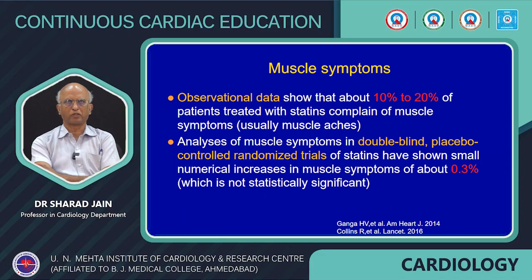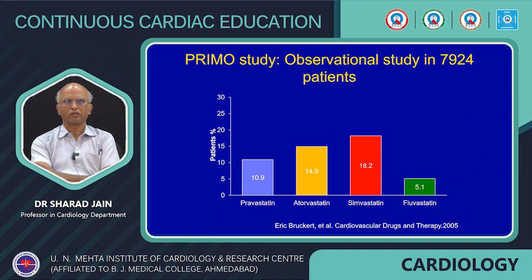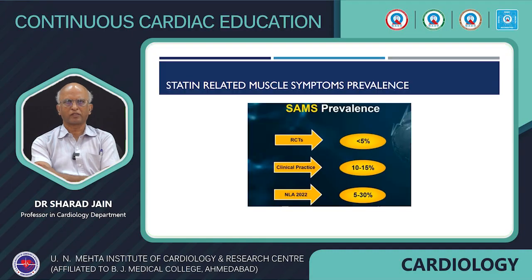Now coming to the muscle symptoms, various observational data show that about 10 to 20% of the patients treated with statin complain of muscle symptoms, usually muscle aches. Analysis of muscle symptoms in double-blind placebo-controlled randomized trials of statins has shown a small numerical increase in muscle symptoms by about 0.3% only, which is not statistically significant. In the PRIMO study, an observational study in around 8,000 patients, various muscle symptoms were seen maximum with simvastatin, then atorvastatin, and then other statins.